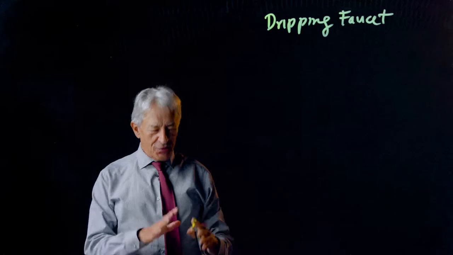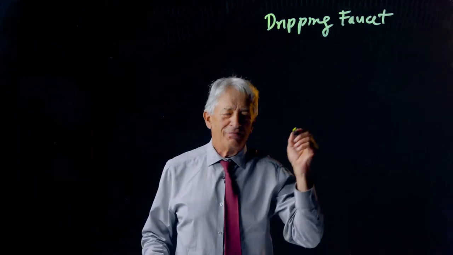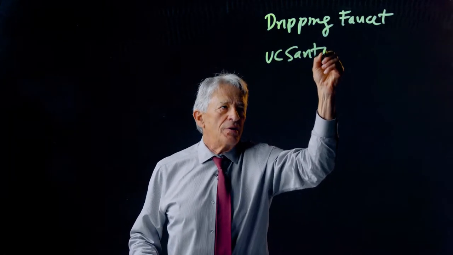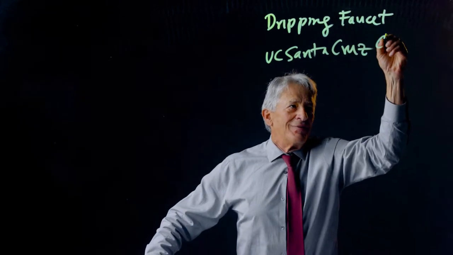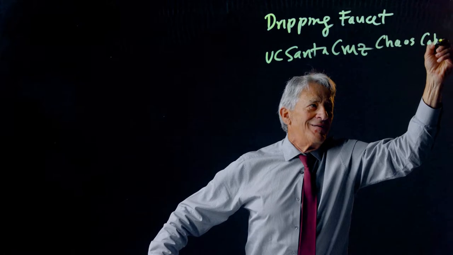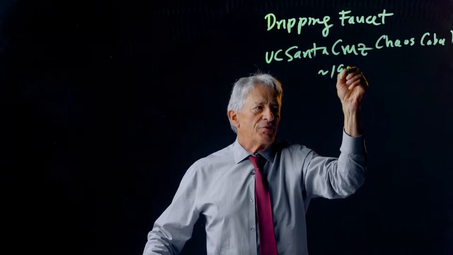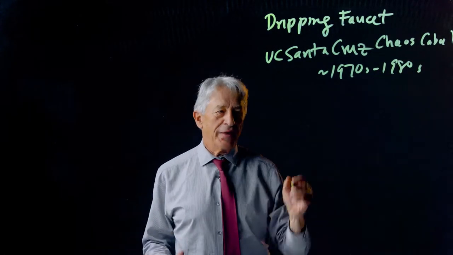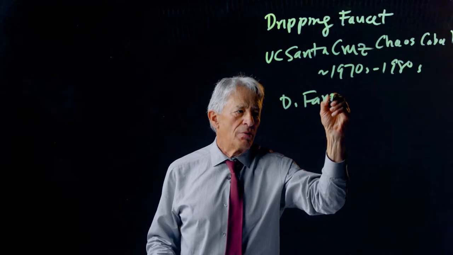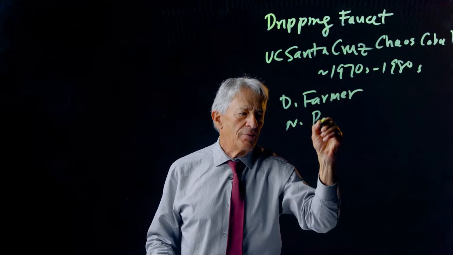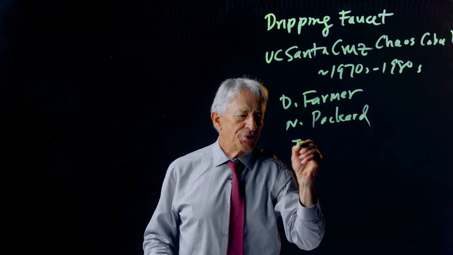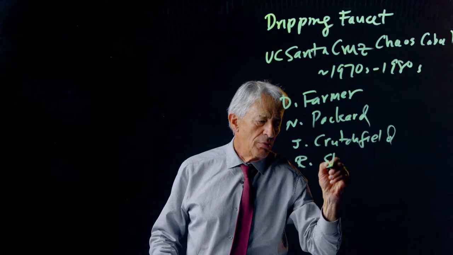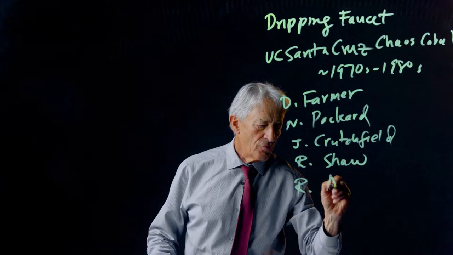And these experiments were conceived and carried out and published by a very important group in the history of chaos, the UC Santa Cruz Chaos Cabal, which was very strong and did a lot of important work in the 70s and 80s. And I just have to mention their names. Doyne Farmer, Norm Packard, Jim Crutchfield, Rob Shaw, and their advisor, Ralph Abraham.